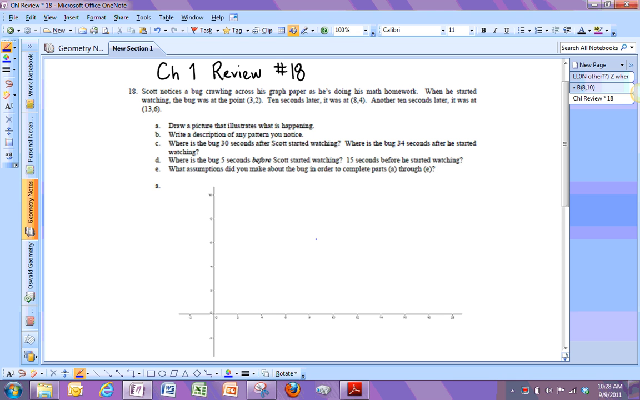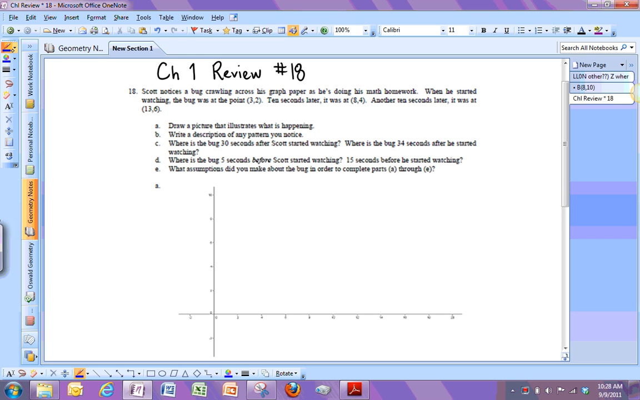Scott notices a bug crawling across his graph paper as he's doing his math homework. When he started watching, the bug's at the point (3, 2). 10 seconds later, it's at (8, 4). 10 seconds after that, it's at (13, 6). So part A says draw a picture to illustrate it.